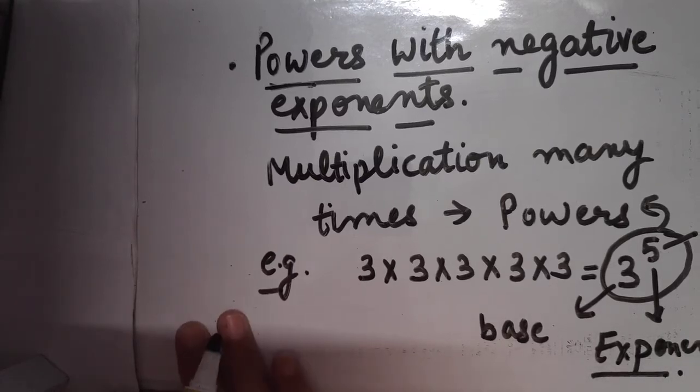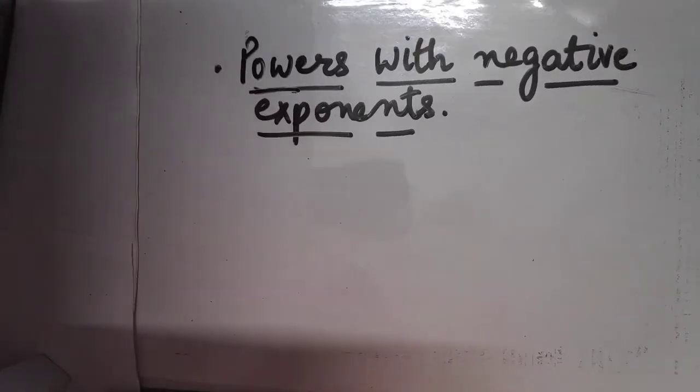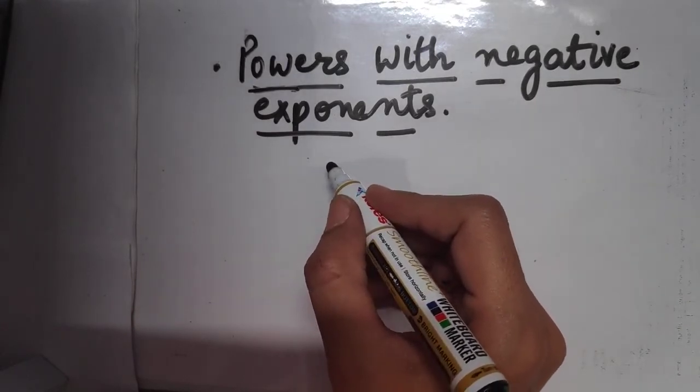Now this exponent can be positive, it can be negative, or it can be 0 also. In your previous class you must have studied about positive exponents, and now in this grade 8, in the previous lectures, you have come across the negative exponents as well as the 0 exponent. So let us see again about negative, positive as well as 0 exponent.